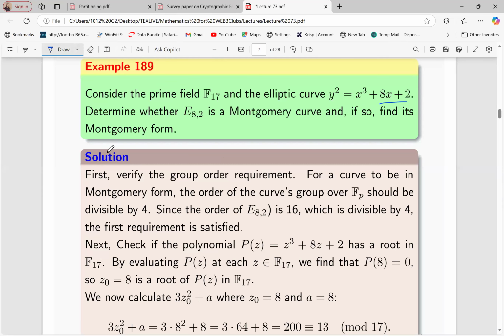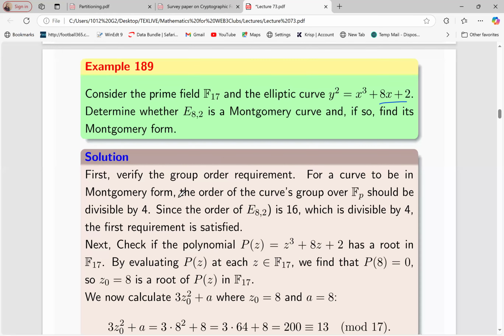Now, we have this short Weierstrass form, and the question is to determine whether it can be converted to Montgomery form, and if so, we convert it. That is what we're supposed to be looking at. So the first thing for us to do is to determine how many points it has, and whether that number of points is divisible by 4.